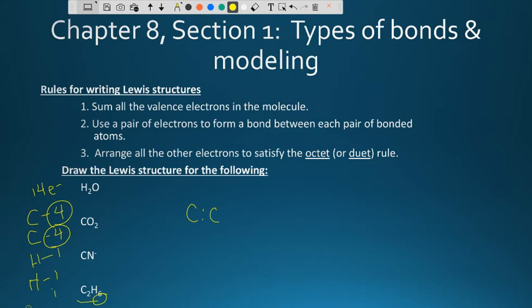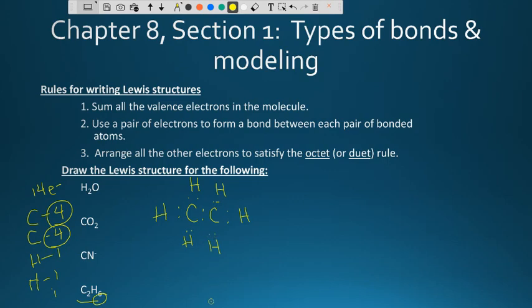So let's combine my carbons together first. And then on the outside, we're going to be forming my hydrogens. Okay, so we want to make sure we distribute those out. And we've got 6 total hydrogens to account for. So we've got a bond here, a bond here. We're going to form a bond between those ones and those ones and those ones.